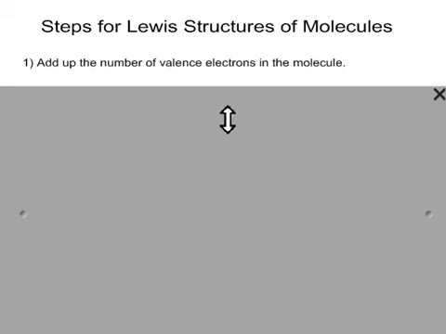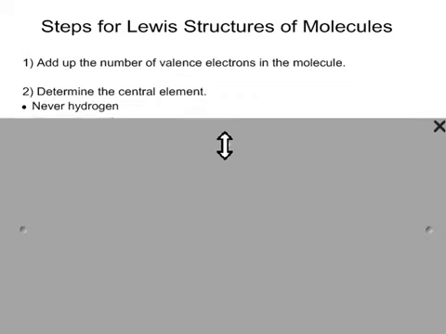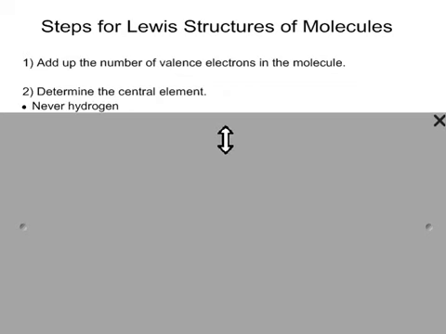So now going back, step number 2. What we're going to do in step number 2 is determine what we call the central element, what everything's bonded to. In general, these are the rules. It's never hydrogen. The reason it's never hydrogen is it only has 1 electron in the first energy level, and if you remember, it only needs 1 more electron, because the maximum number of electrons you can put in the first energy level is 2. So hydrogen doesn't have many places to bond because it only needs to either lose or gain 1 electron. So hydrogen is never the central element.